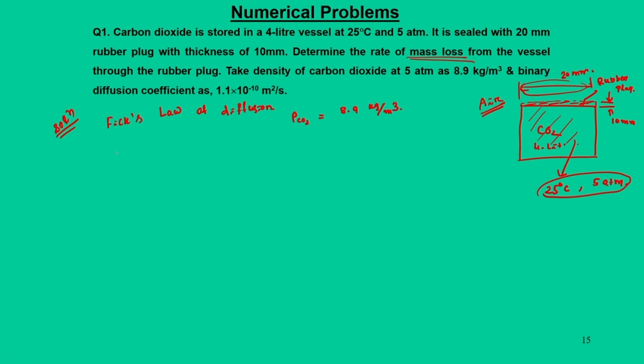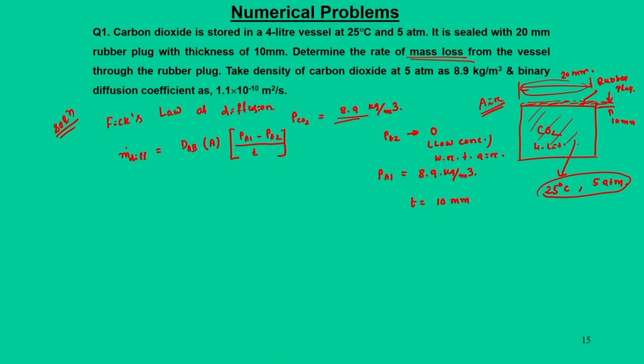Let us recall the expression for the rate of mass loss. We can write m dot diffusion as DAB into area into the concentration difference, rho A1 minus rho A2, divided by the thickness, that is dy by dx. Here we have to find the leak through this thickness. We can assume rho A2 to be 0 because it is a low concentration, calculated with respect to air, and rho A1 you can write in terms of density, which is very high, 9.9 kg per meter cube.